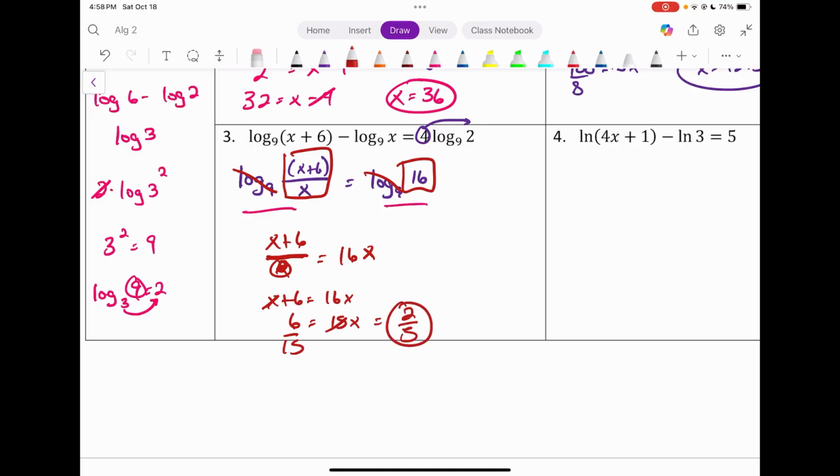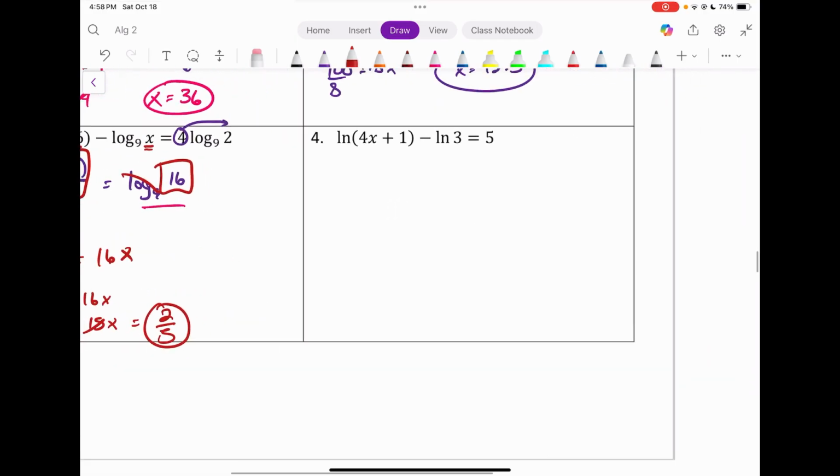This will be fine as long as I'm not taking the log of a negative or 0. I don't know if I mentioned that a while ago. If I plug in 2/5 here, I'm fine. If I plug in 2/5 here, I'm also fine. So therefore, 2/5 is a legitimate answer. Last problem deals with natural logs.